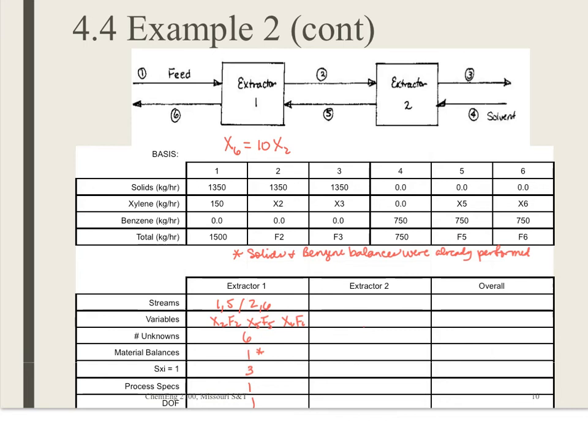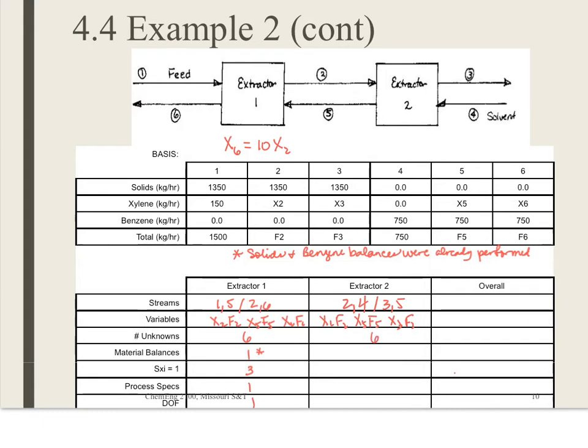I can do similar things for extractor 2. My streams in are 2 and 4. Out is 3 and 5. My unknowns are going to be x2, f2, x5, f5, and x3, f3. Sorry, I missed a stream there. So I have 6 unknowns.